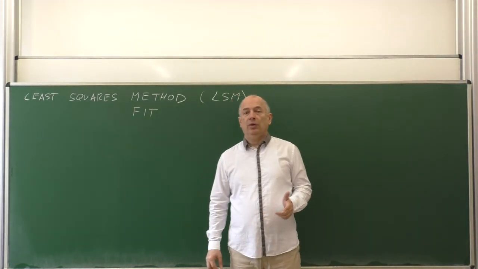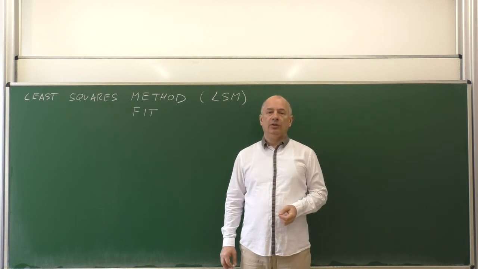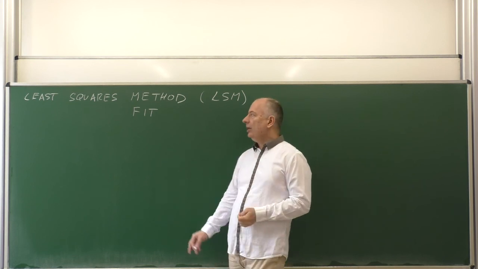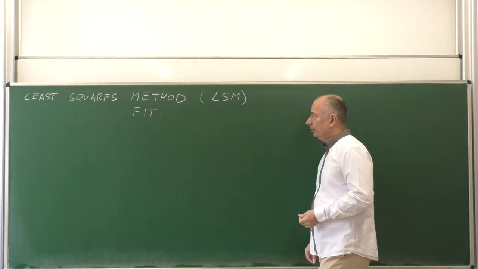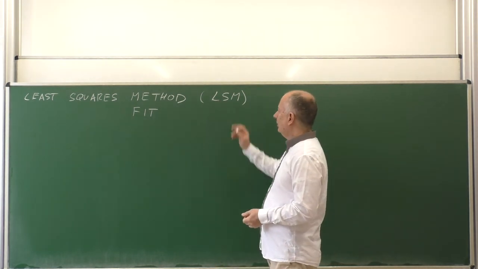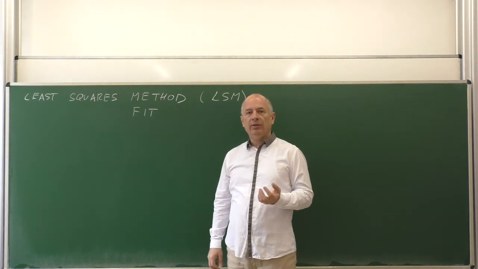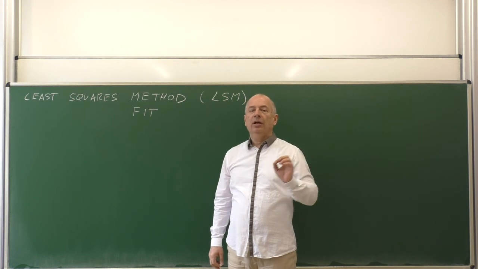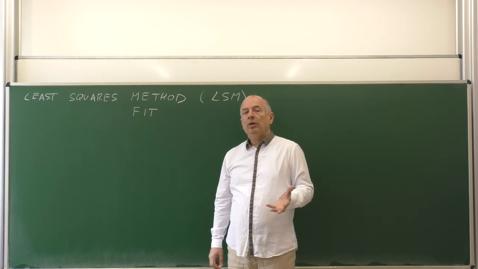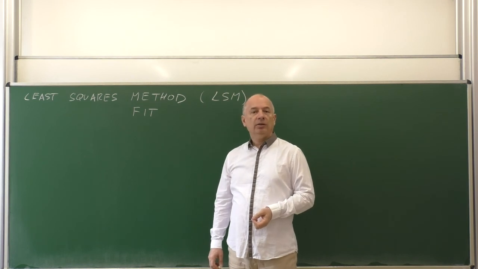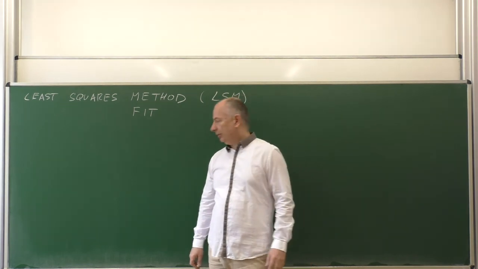When we know how to find the minimum of a function, we can use it for many practical purposes. One of them is the least squares method, in short LSM, or least squares fit. This is a method of fitting a curve through points which may be obtained by some computation or as experimental data from some real-life experiment.